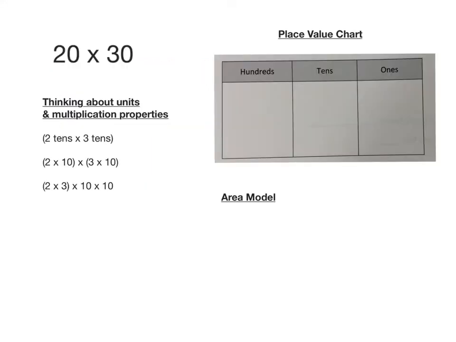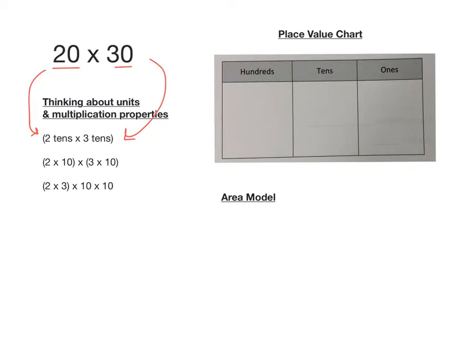We're going to start off with this problem today. 20 times 30. As promised, see, it's a two-digit multiple of 10 multiplied by another two-digit multiple of 10. Yesterday we really talked about using a place value chart to help us, and it really helps us to think about units and multiplication properties. Extending a review from yesterday, we know that 20 is the same as 2 tens, and 30 is the same as 3 tens. Do you guys agree? Write it down.